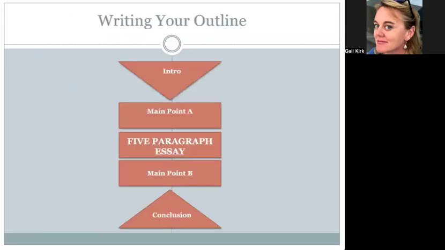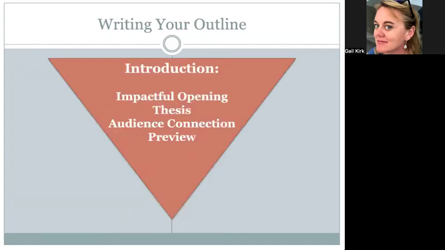And speaking of the format, if you've ever seen a 5-paragraph essay, in a lot of ways, writing a speech is the same. So we're going to break this down, starting with the introduction. The introduction is really going to have these 4 points in it. You're going to have an impactful opening, a thesis, an audience connection, and a preview. But when we're starting to write, we really want to start with our thesis and our preview.